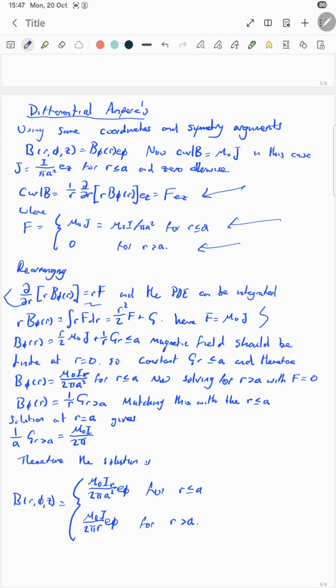Well, going through the calculation is quite straightforward to follow. We have the constants of integration, and the magnetic field should be finite at r equals 0, so the constant G is zero, and therefore we get this here for r less than or equal to a. Now solving for r greater than a with f equals 0, we come to this, and matching the solution at r equals a gives this. Therefore the solution is given here, and this is the differential Ampere's law. Thank you.